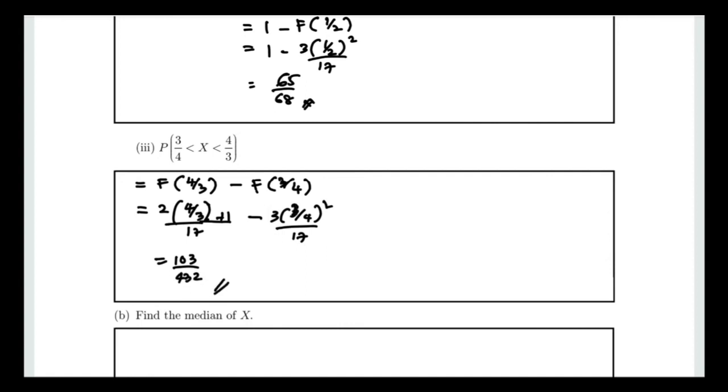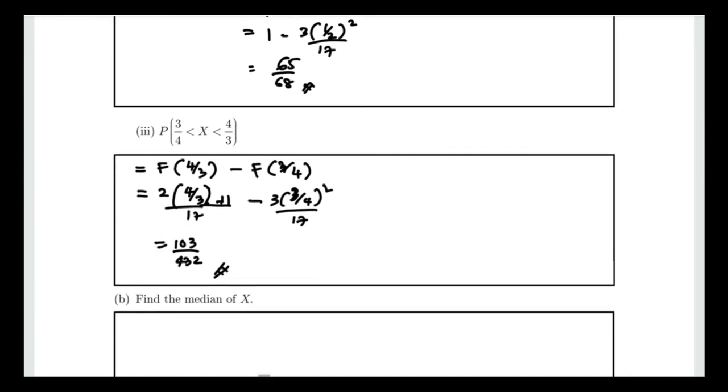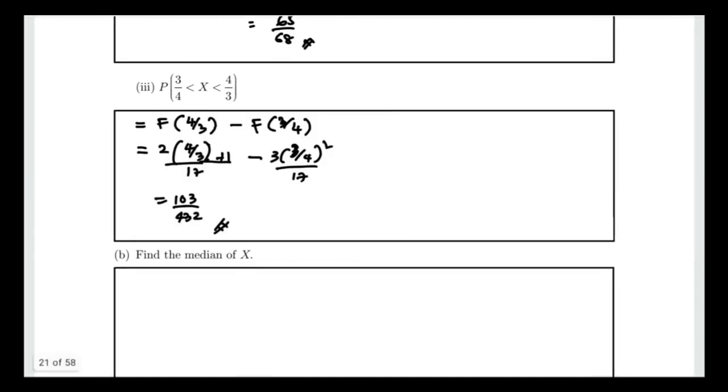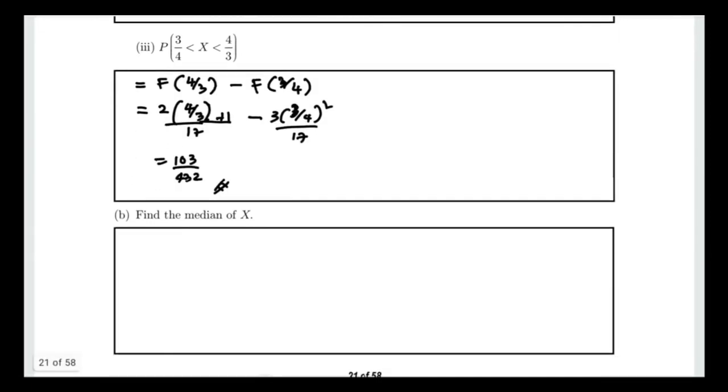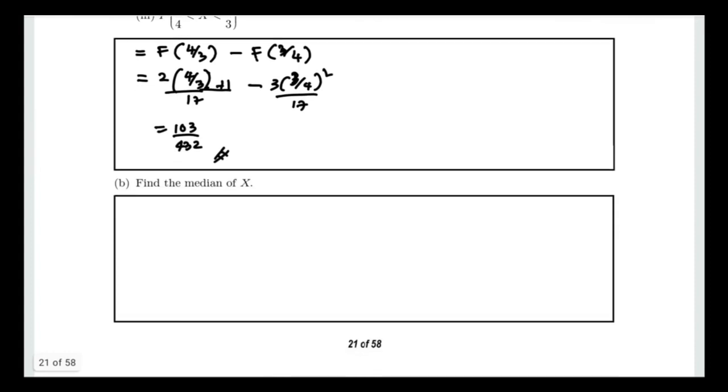Right, lastly, find the median. How to find the median? The median is F(m) equals 0.5. So we have to find the value that cuts the total area into half, which is equal to 0.5.